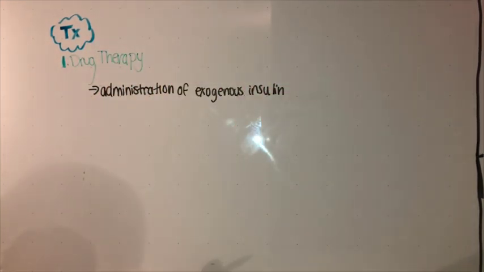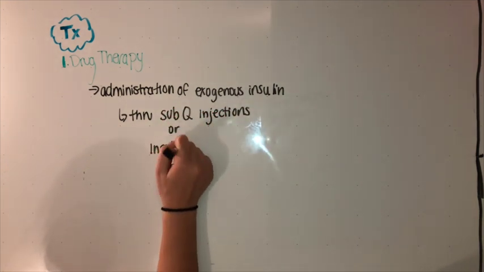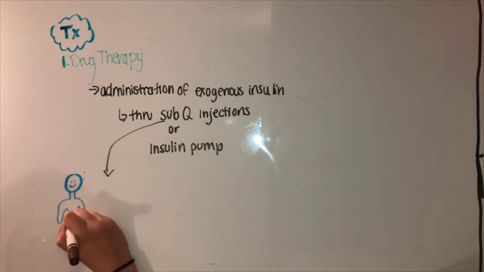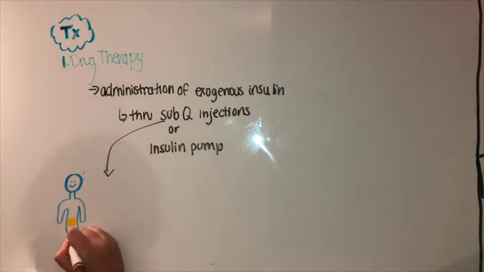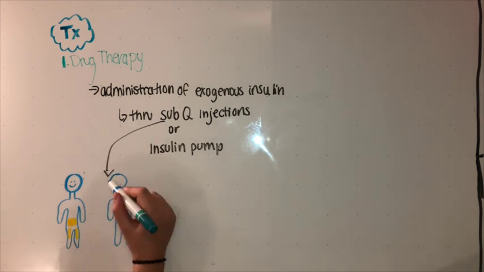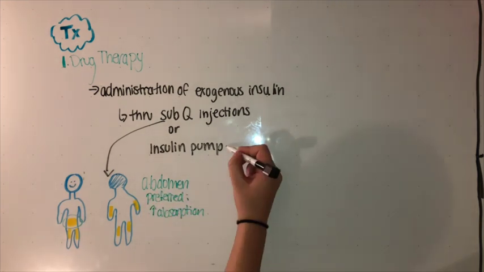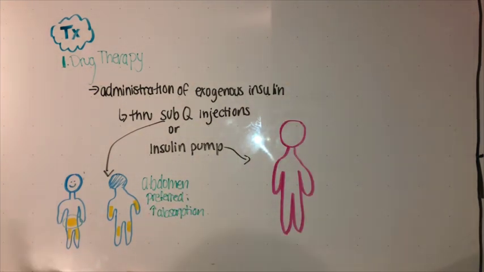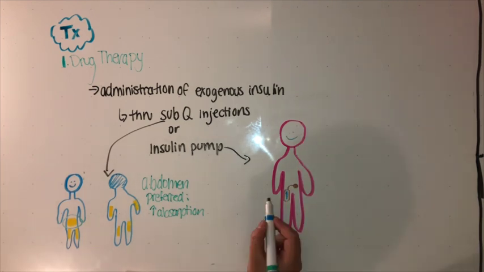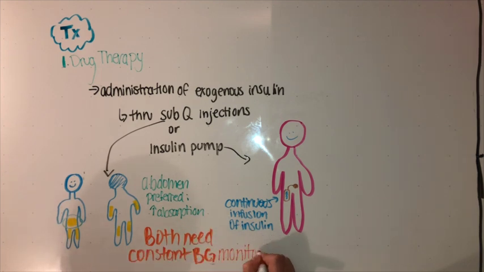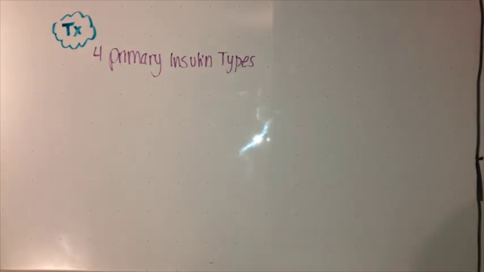So for your treatment, the first kind of treatment that is primary is drug therapy. So this is administration of exogenous insulin, and this can be through subcutaneous injections or insulin pumps. So with your subcutaneous injections, you can see I'm drawing the various insulin sites that you can administer the subcutaneous injections. However, the abdomen is going to be the most preferred because it has a higher rate of absorption. The insulin pump, it's basically a little machine that's attached to the patient, and it's a continuous infusion of insulin into the body. Both need constant blood glucose monitoring to ensure that the therapy is safe.